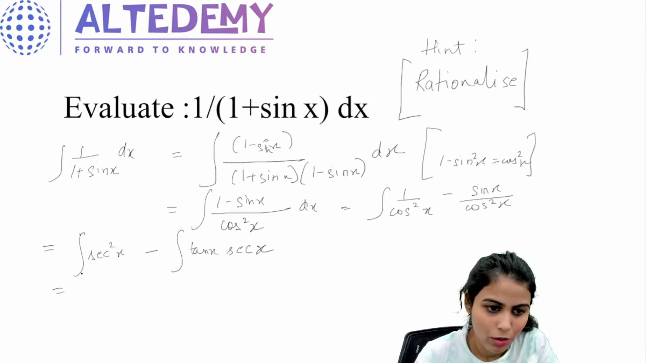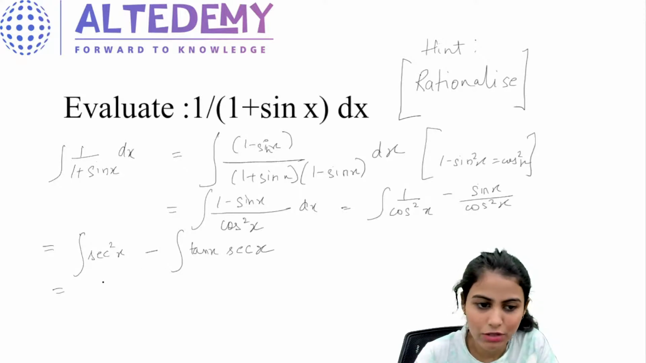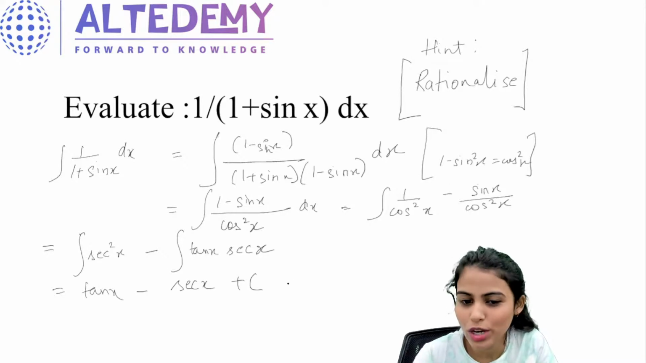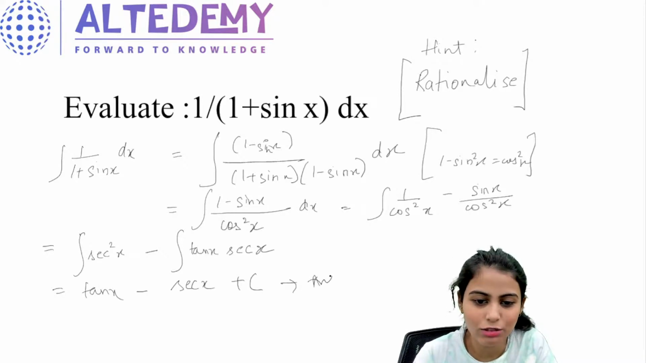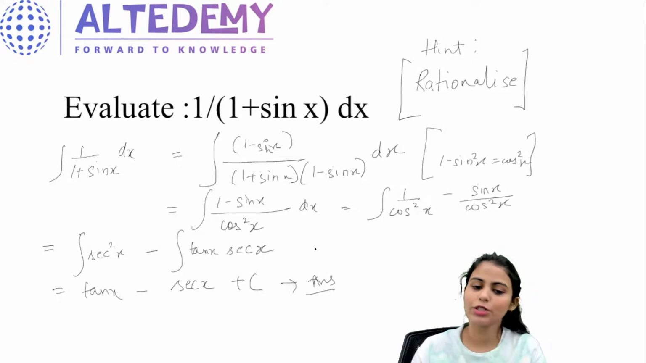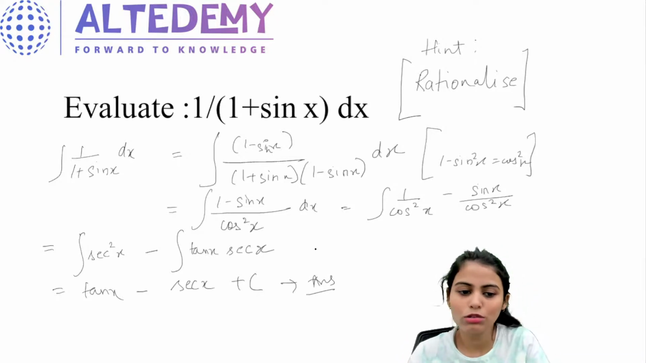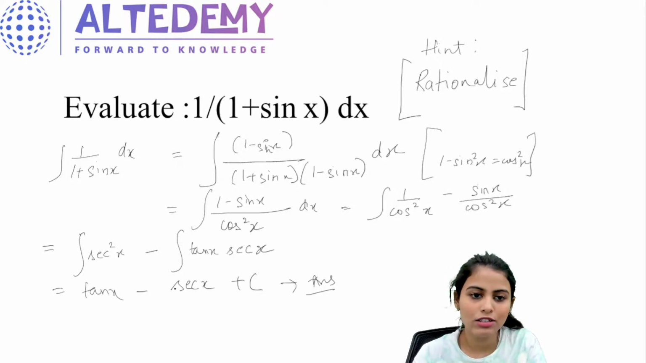Now, what is the formula for integration of sec square x? Tan x, right? Minus tan x sec x, plus c. C is always required. If you don't write C, marks are going to be deducted. You are reaching the end stage and not getting the full marks, then it's a waste of time. So don't do this blunder. And this is our answer. I hope all of you have understood.